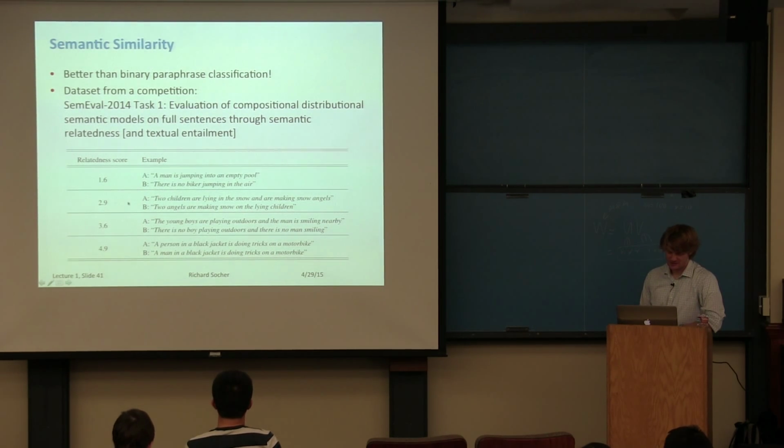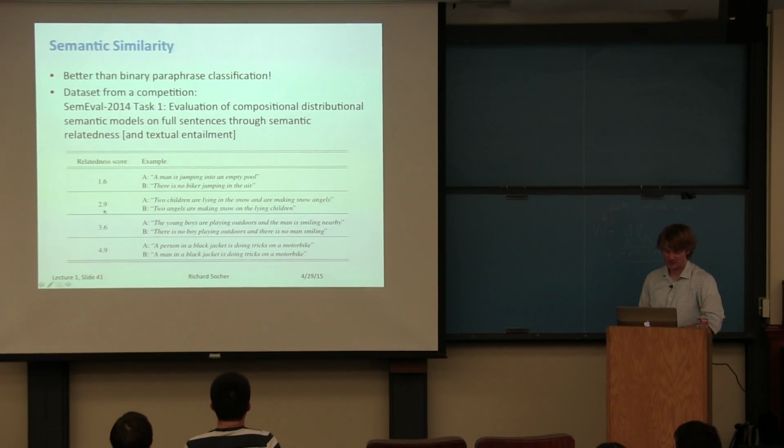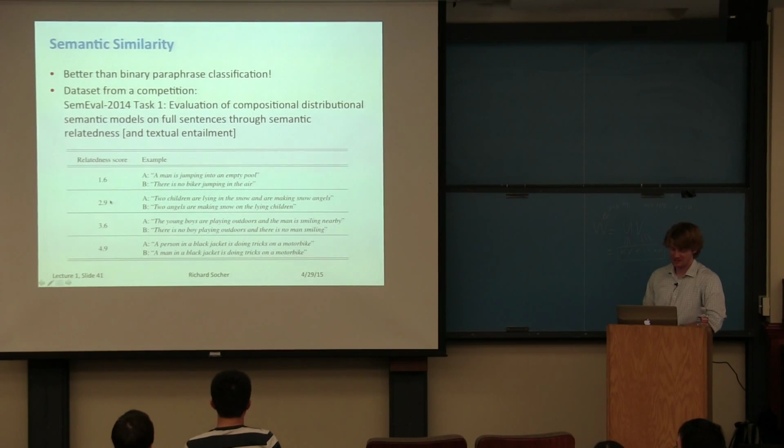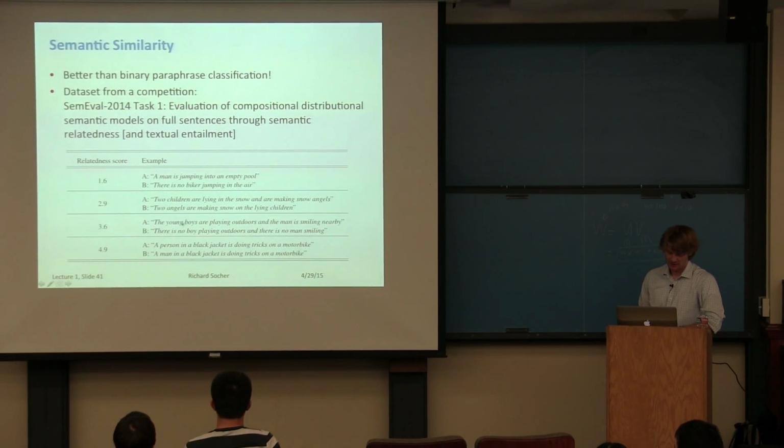But this sentence here, 2 children are lying in the snow and are making snow angels versus 2 angels are making snow on the lying children. Well, so it's not quite the same. So it's still not a super high score, but at least some kind of similar activities are happening here. And then we move on to more and more similar things.